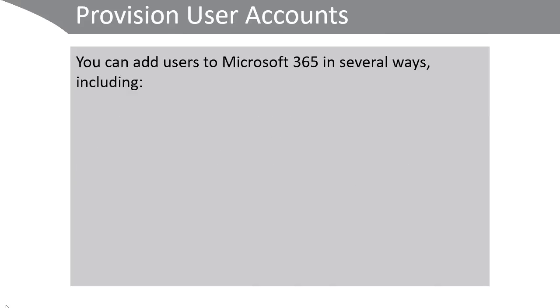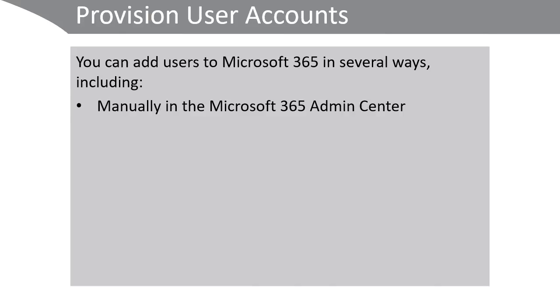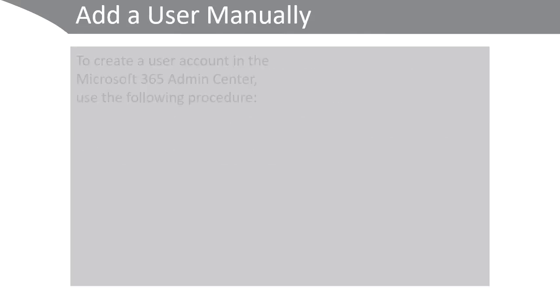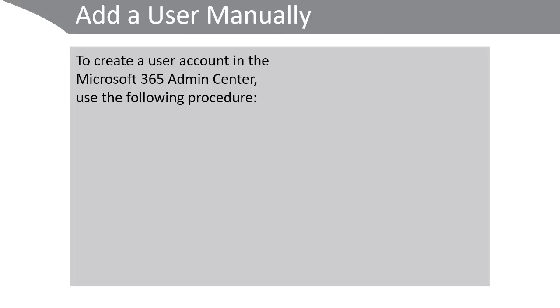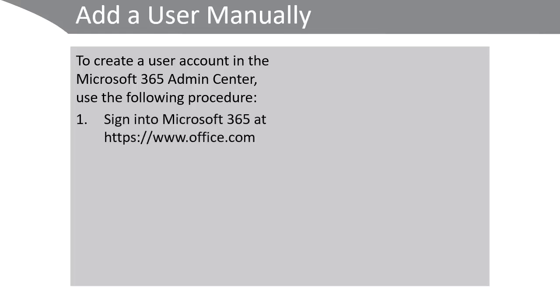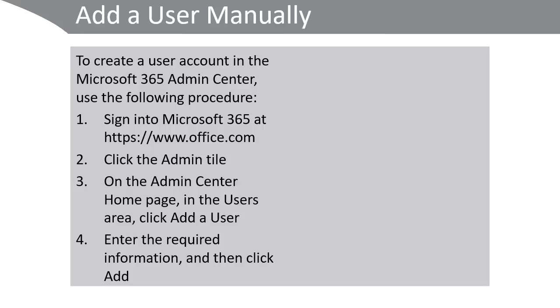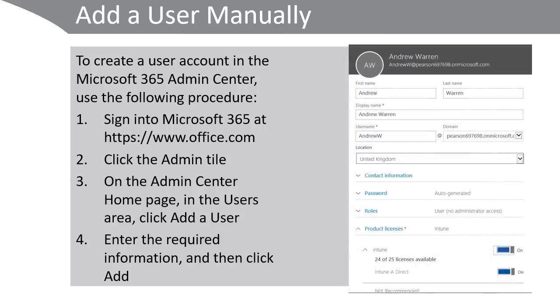You can add users to Microsoft 365 in several ways, including manually in the Microsoft 365 Admin Center, or by synchronizing with Active Directory Domain Services, or by importing users from a CSV file. To add a user manually, use the following procedure. Sign in to www.office.com using an administrative account, click the Admin tile, then on the Admin Center homepage in the Users area, click Add a User, and then enter the required information before clicking Add.